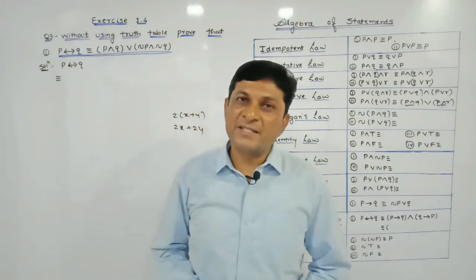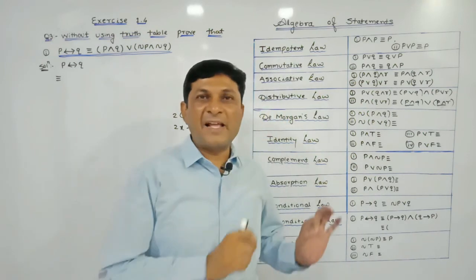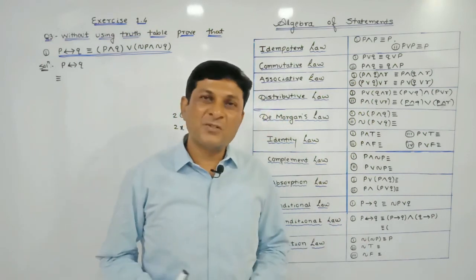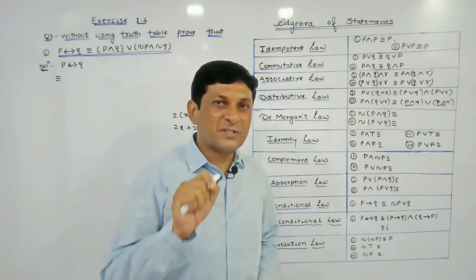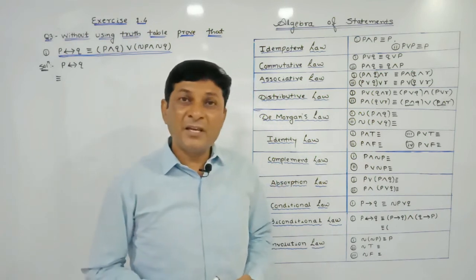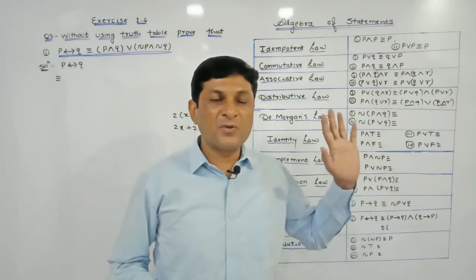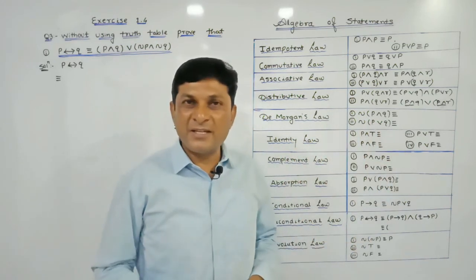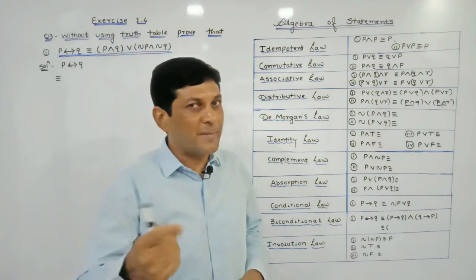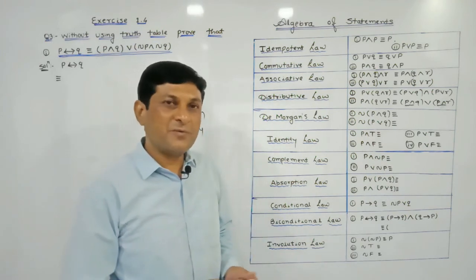Now let us discuss the next important law, which is called De Morgan's law. De Morgan's law we have already studied when we discussed the rules of negation. In the rules of negation, whenever we apply negation on a compound statement, we replace every letter by its negation, and replace 'and' by 'or'. And these two results we have already discussed.